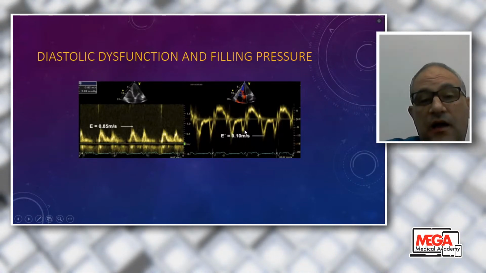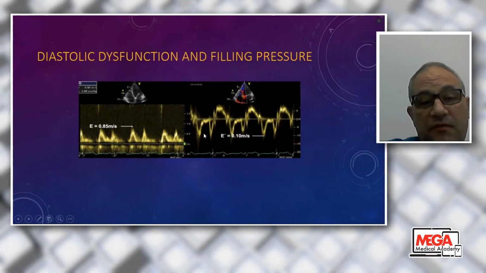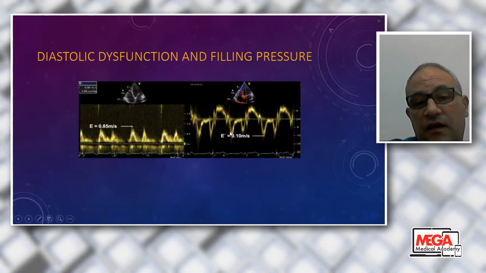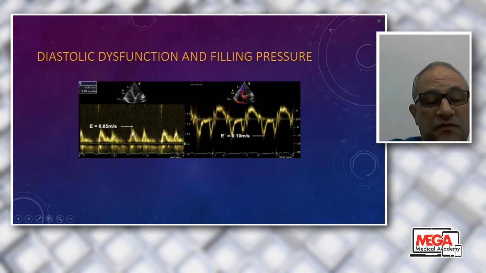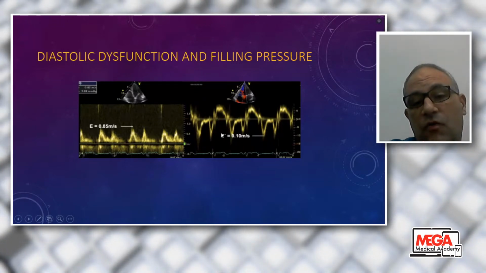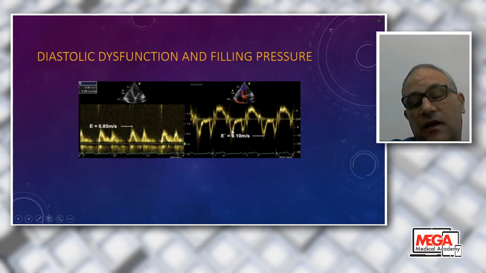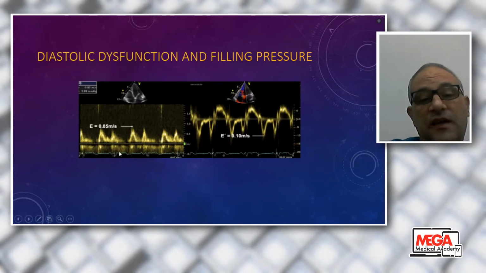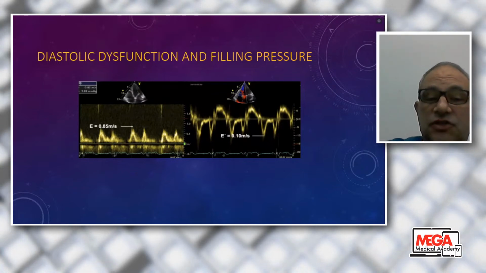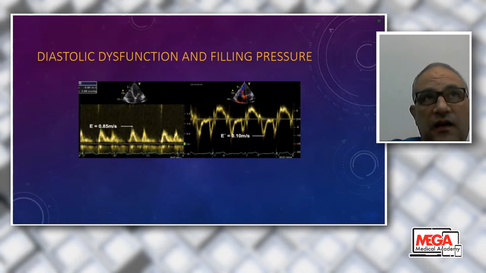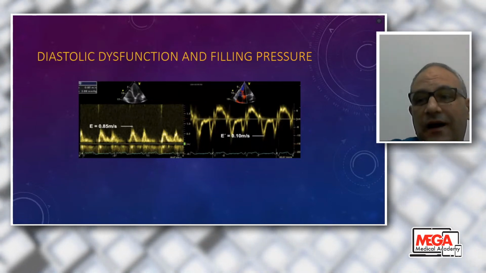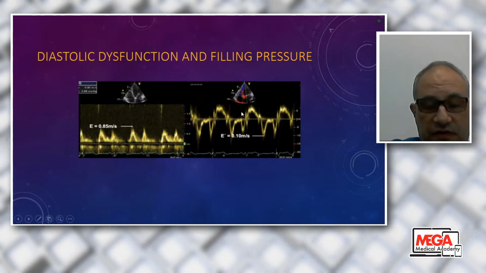Then I can apply tissue Doppler at the mitral annulus to have the E prime and A prime. By making a ratio of the E of the transmitral Doppler over the E prime of the tissue Doppler across the mitral annulus, I can have an E to E prime ratio, which is significant to diagnose high filling pressure in this ventricle.